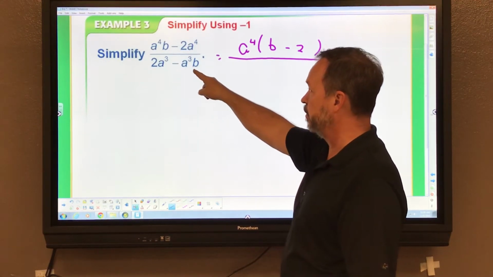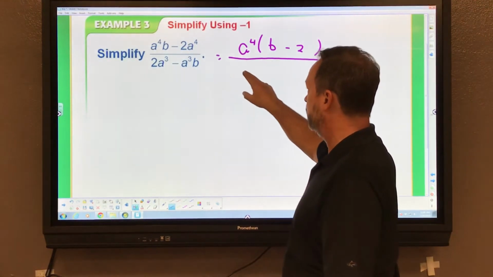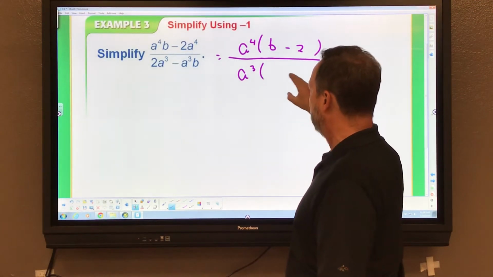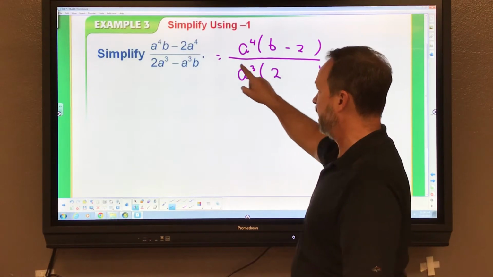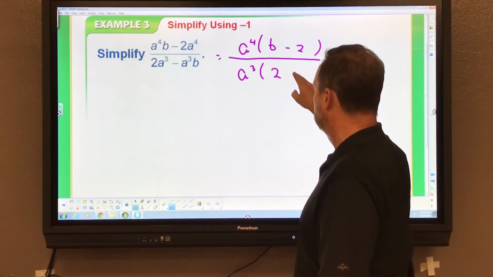They have an a in common. Where is it found the least? A cubed. So we're going to take out an a cubed. Take an a cubed out of both terms. Take an a cubed out of that, you have a 2. Take an a cubed out of that, you have a minus b.